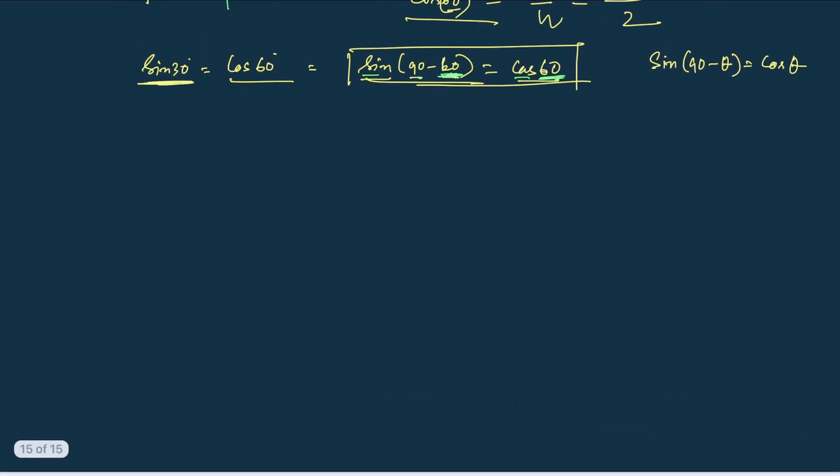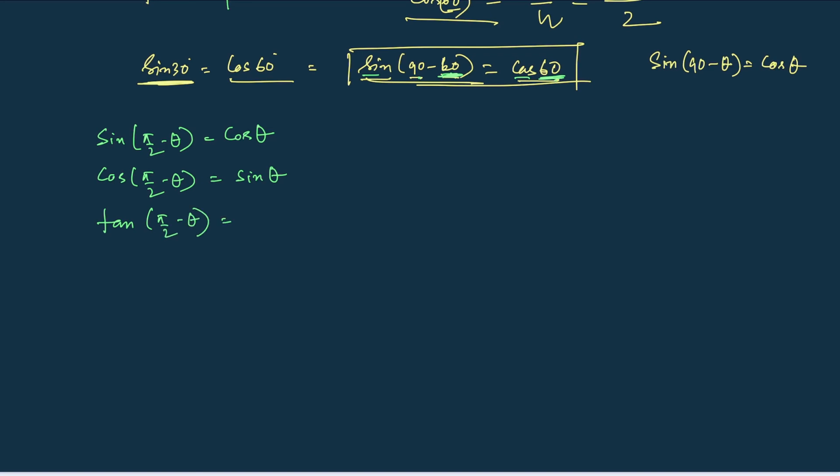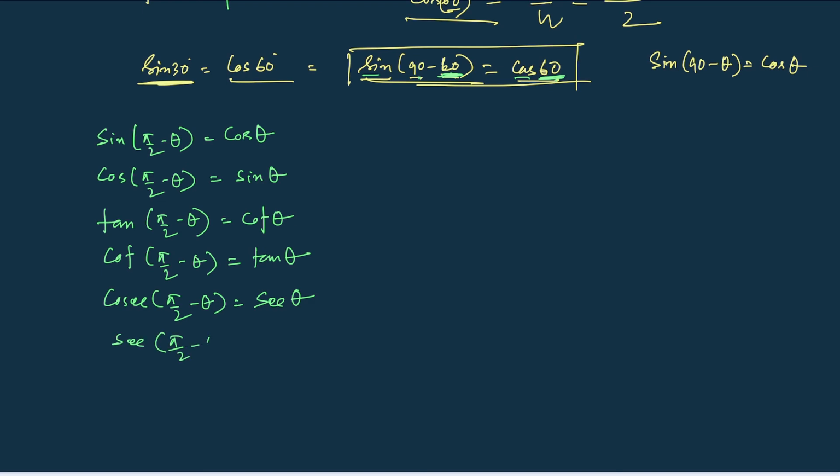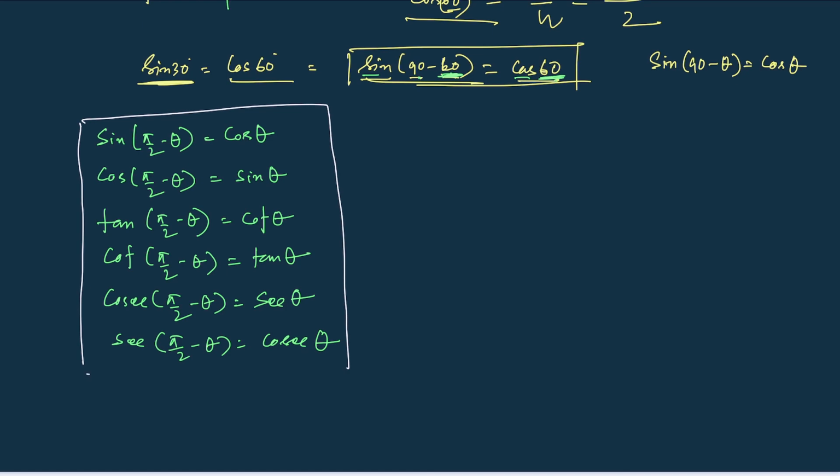Next, now I am going to express this formula. Sin of pi by 2 minus theta will be cos theta. Okay. Similarly, cos of pi by 2 minus theta will be sin theta. Similarly, tan of pi by 2 minus theta will be cot theta. Cot of pi by 2 minus theta will be what? Tan theta. Similarly, cosec of pi by 2 minus theta will be sec theta. Sec of pi by 2 minus theta will be cosec theta. Okay. These are the things that we have discovered.